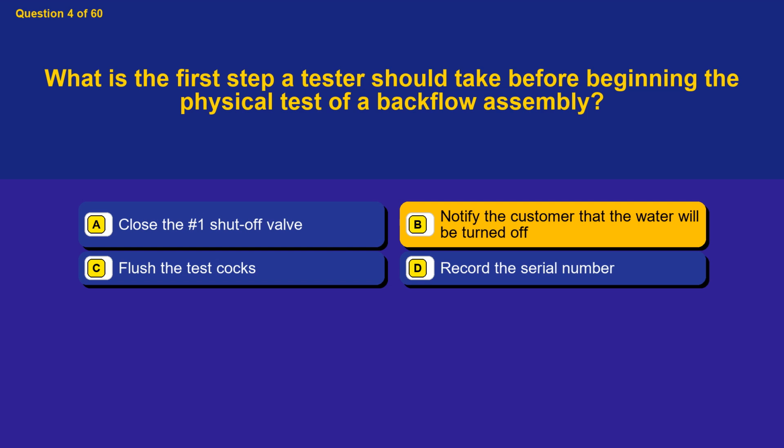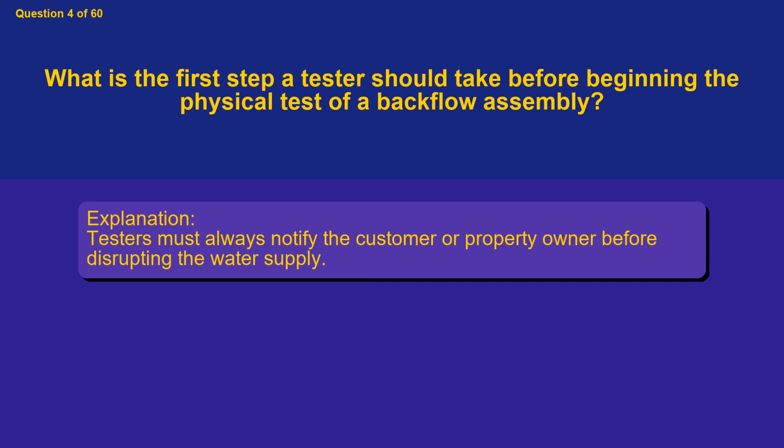The correct answer is option B, notify the customer that the water will be turned off. Testers must always notify the customer or property owner before disrupting the water supply.